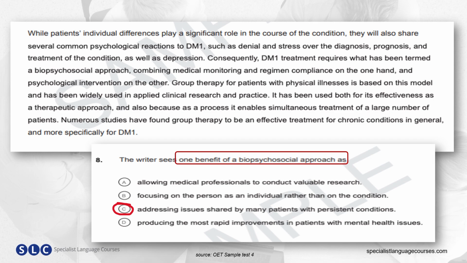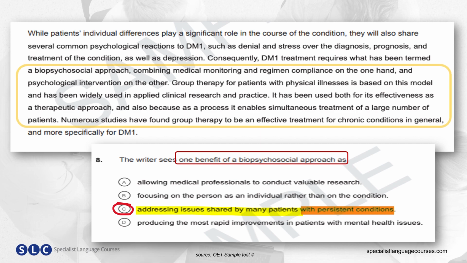So how can we be confident that option C is correct? Addressing issues shared by many patients with persistent conditions. So we can see in the text that it highlights that patients will share issues. It then goes on to talk about the biopsychosocial approach and highlights how it effectively addresses issues shared by many patients, chronic conditions linking to persistent conditions in the options. So we know we have the right answer.